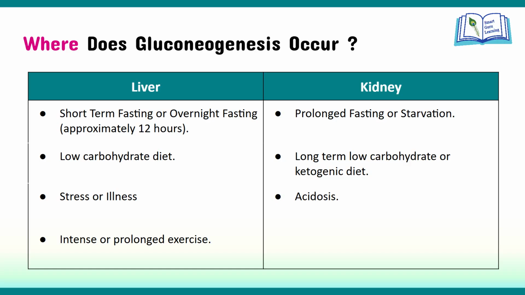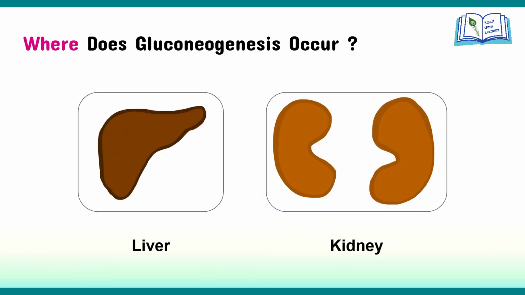Gluconeogenesis occurs in the kidney when there is prolonged fasting or starvation, generally more than 48 hours, long-term ketogenic or low-carbohydrate diets, and during acidosis. So, when these conditions are prolonged, the kidneys are activated along with the liver to support gluconeogenesis. This reduces the overworkload on the liver. Kidneys also help to maintain blood pH by producing glucose and consuming protons. The renal cortex of the kidney contains enzymes that help to perform gluconeogenesis and release the glucose into the bloodstream.